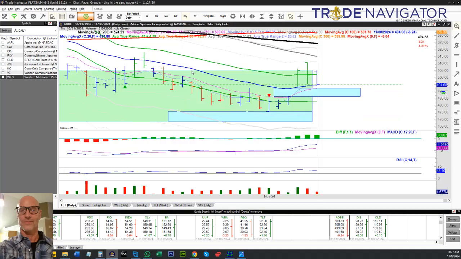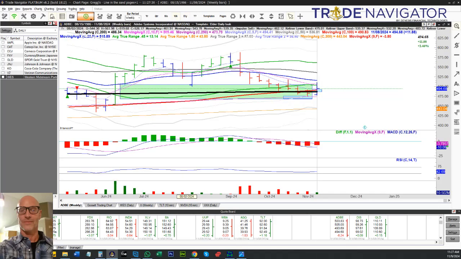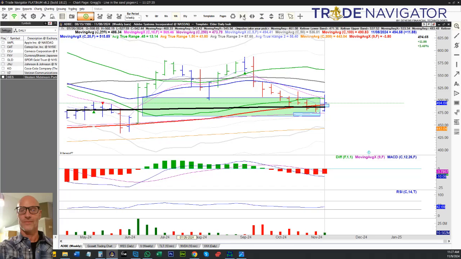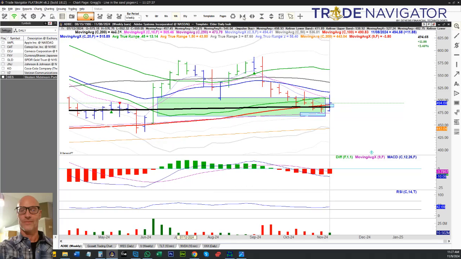Let's quickly go to the weekly trades. Now I take weekly trades on Friday. That's when the weekly bars close. And so this is Adobe. I entered this just yesterday, Friday. Why?